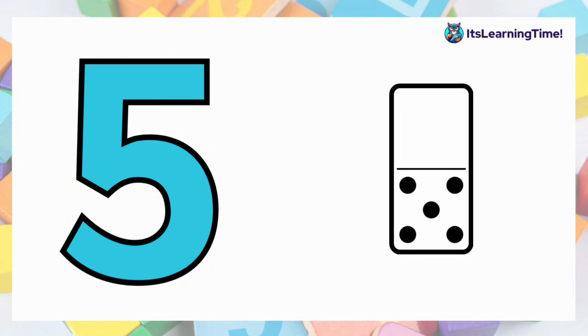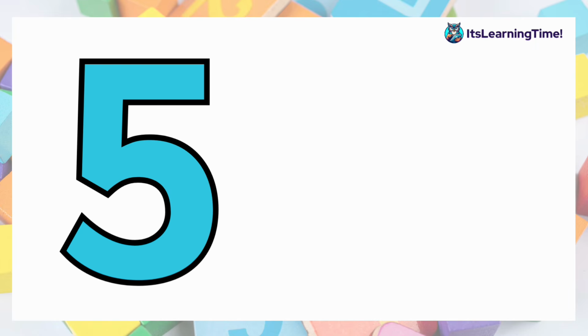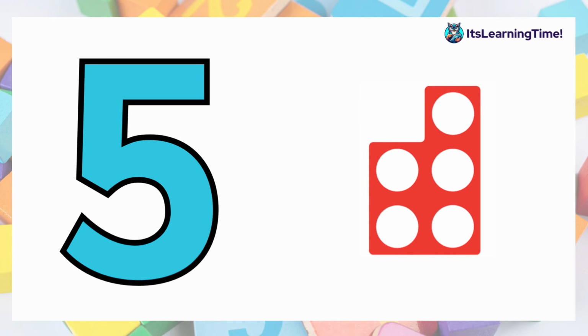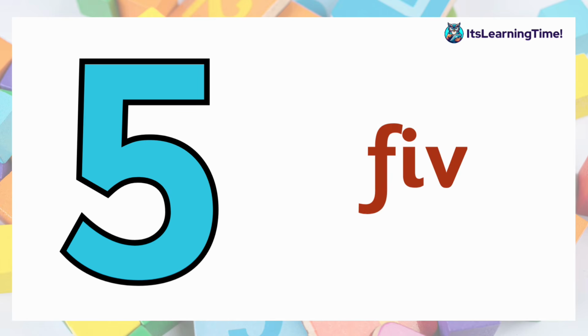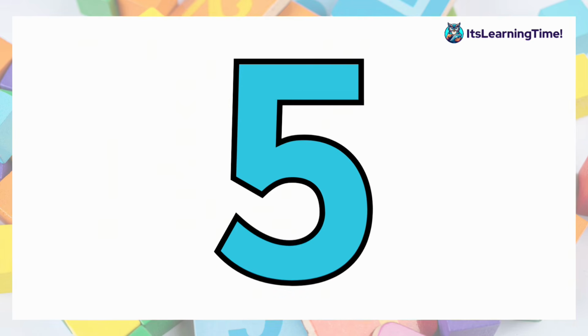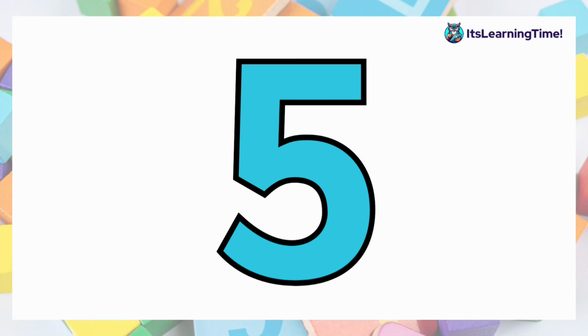We have 5 on a domino. Here is 5 on a unicorn. Here is 5 in word. Well done identifying number 5 in different ways.